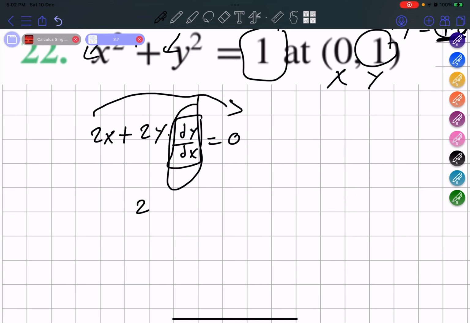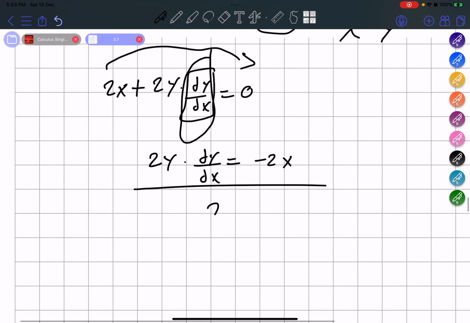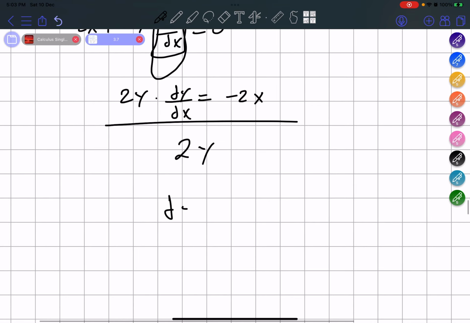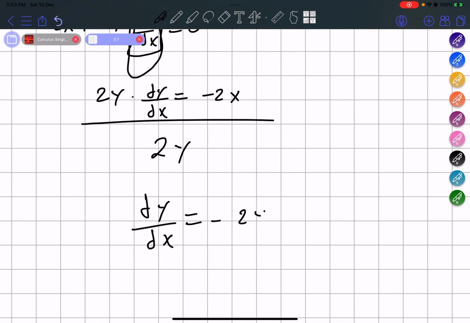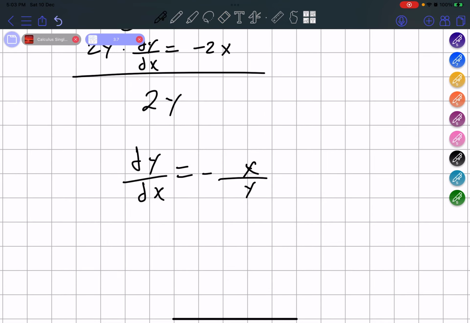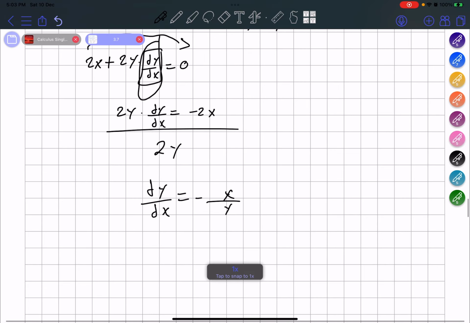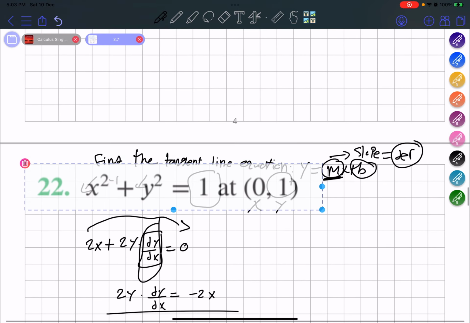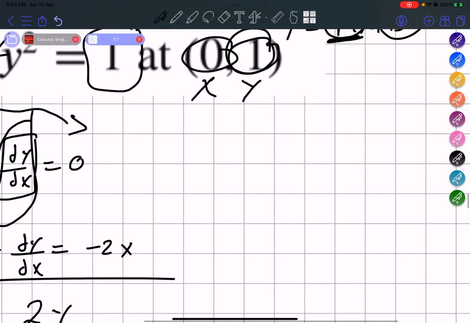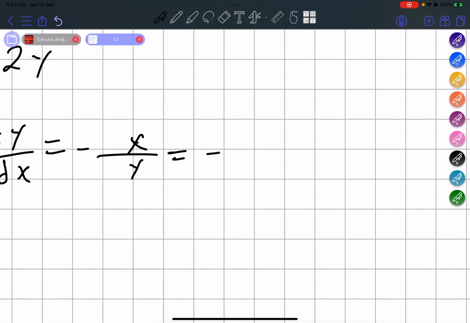2x goes to the other side, so it becomes 2y times dy over dx equals negative 2x. Now we divide by 2y, and dy over dx equals negative 2x divided by 2y. Now we can simplify by deleting the twos, and it becomes negative x divided by y. Now what is x and what is y? They already gave it to us. Here it is. x is 0 and y is 1. So it becomes negative 0 divided by 1, which is 0 basically.